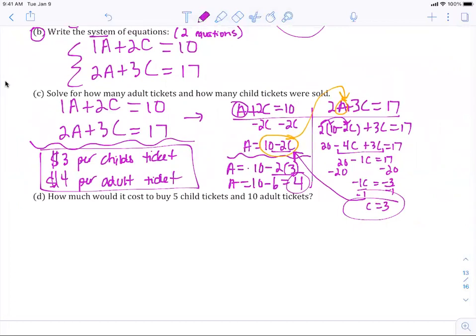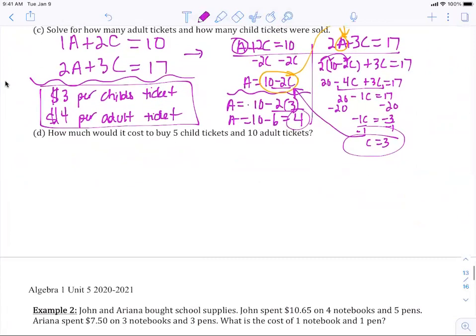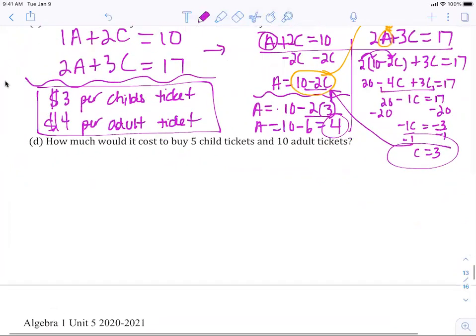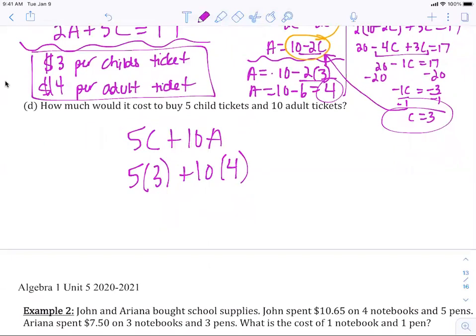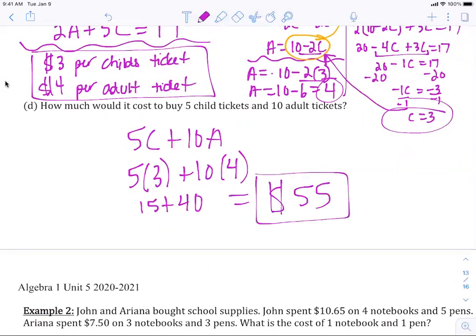And honestly, now that we know the price of these tickets, we can really solve for any combination that you would want to buy. So for part D, it asks how much would 5 child's tickets and 10 adult tickets cost? Now that you know those prices, let's just plug them in. It's $3 per child's ticket. It's $4 per adult's ticket. And we can go ahead and solve. 5 times 3 is going to end up being 15. 10 times 4 is going to be 40. And if I add those together, final answer, we know we're going to spend about $55 for that.